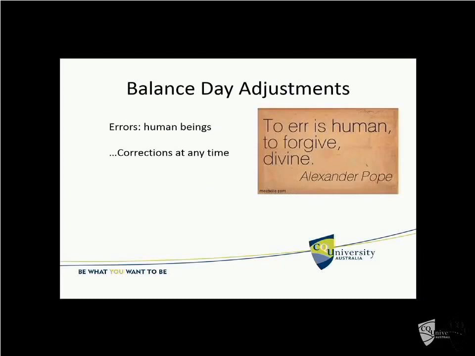So, balance day adjustments. One type of balance day adjustment is to correct errors. To err is human, to forgive divine. Alexander Pope. People are involved with accounts, so there's going to be errors. We all make errors every day, all the time. So what happens in balance date is that we can correct errors at any time, and we do, when we find them. But at the balance date, we have a bit of a look at our accounts, and we can often find some errors there, and so we correct them.